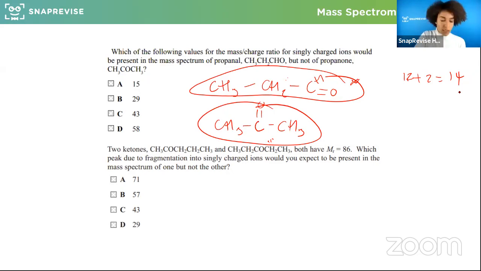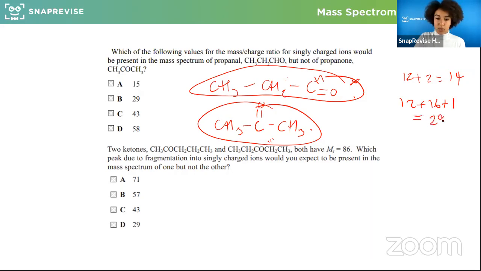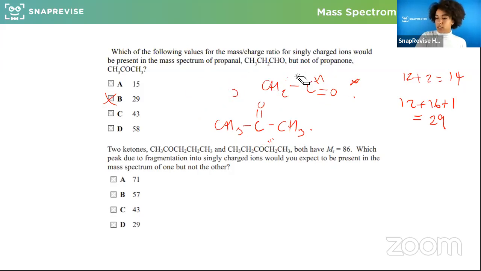Hugo, you're totally right. So CHO is another thing that is not in propanone, but is in propanal because the propanone doesn't have an H on that oxygen group. So in this case, we've got 12 plus 16 plus 1, which should give us what? No one? This should. So what would that give us? 29. Yeah. And 29 is on there. So the answer is B. Lovely. Everyone did fabulously.